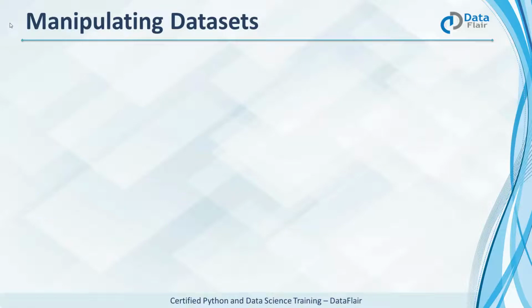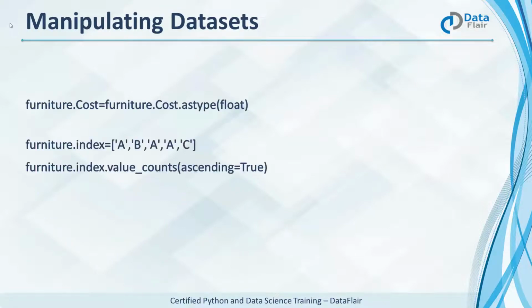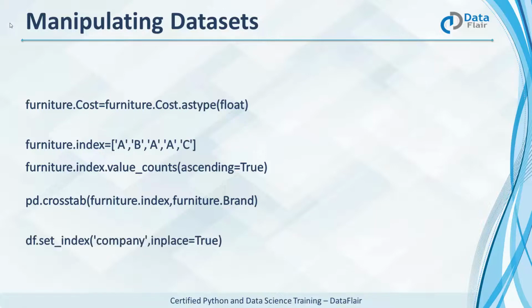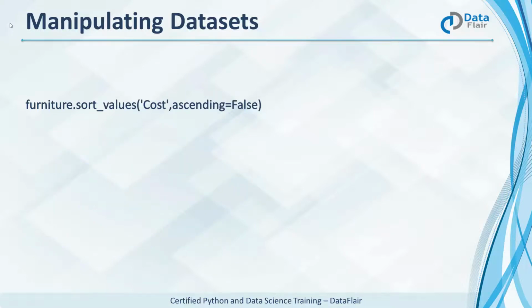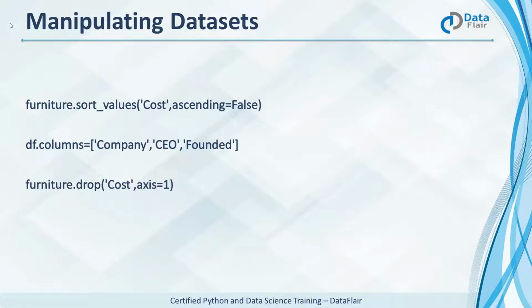Let's manipulate datasets. This changes the dataset's type to float, and this changes the indices, then creates a frequency distribution. A crosstab creates a bivariate frequency distribution, and here we use the company column to index all the others. This function sorts the values, and this renames the columns. This drops the cost column, and this creates the new variable gross.